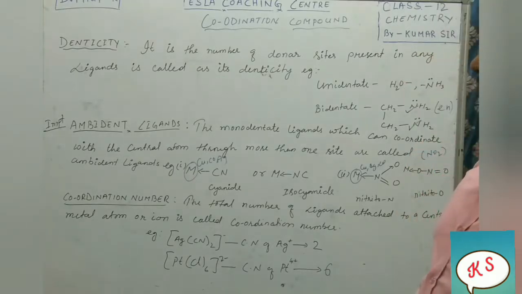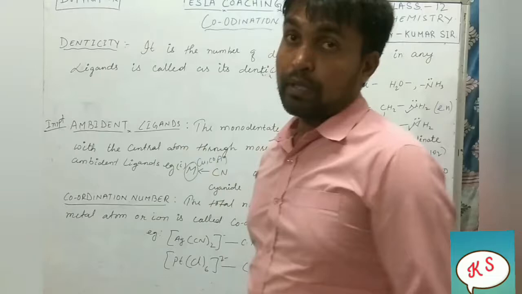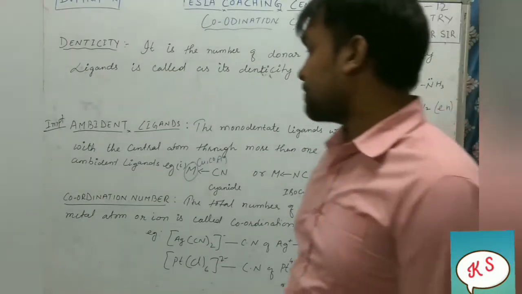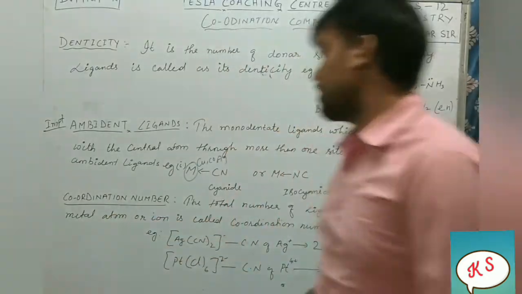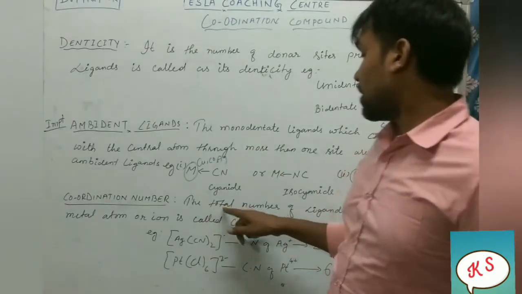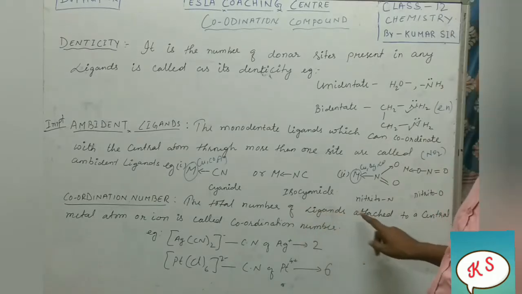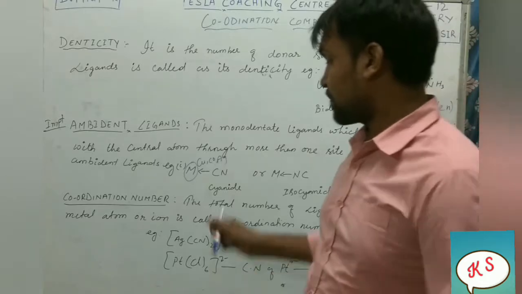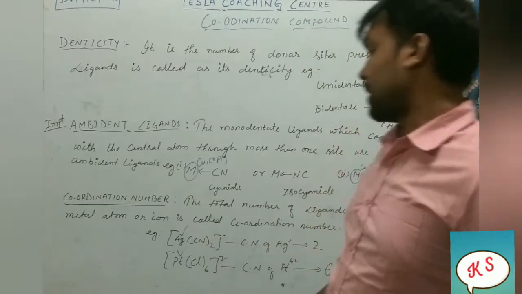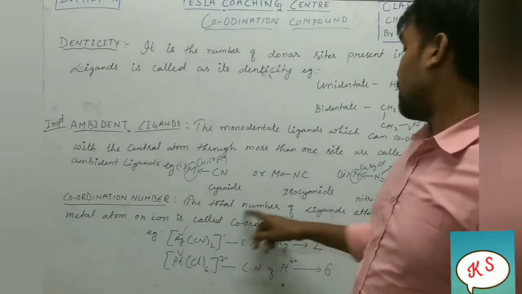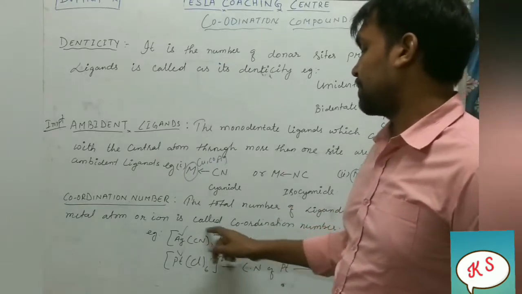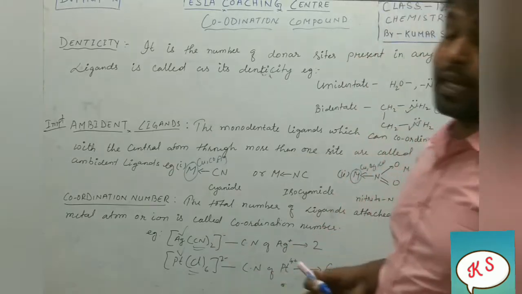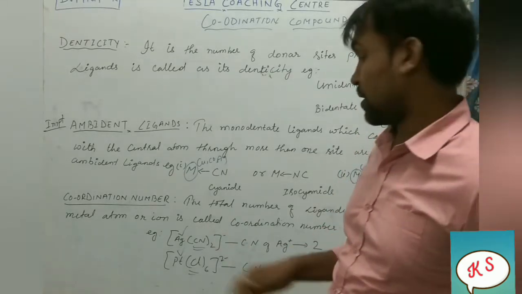Now let us move to the next one, coordination number. This all of you might be knowing, but let's do it again. What is coordination number? The total number of ligands attached to the central metal atom. Which one is the central metal atom? These are called the central metal atom. So the total number of ligands: this CN is a ligand, this one is a ligand, this one is a ligand. I have already explained in the first lecture what ligands are.